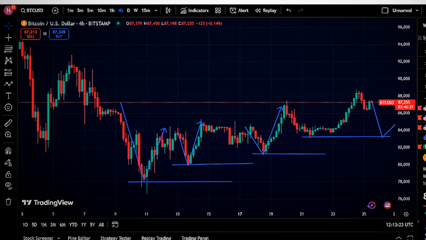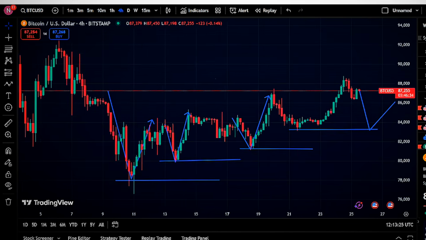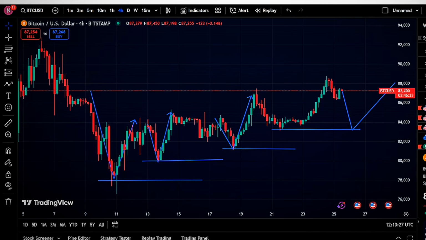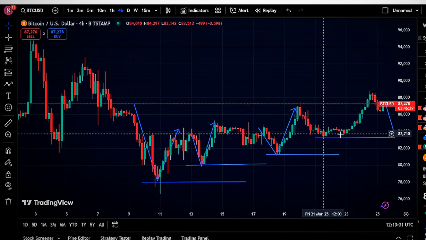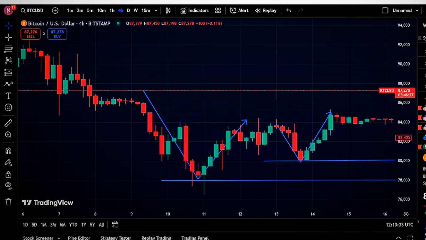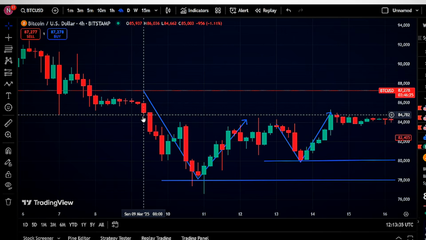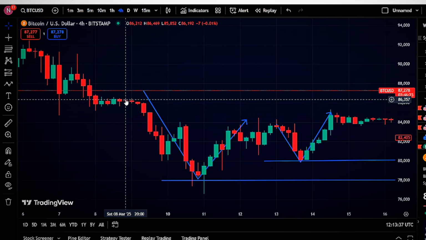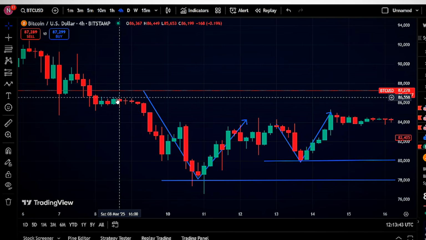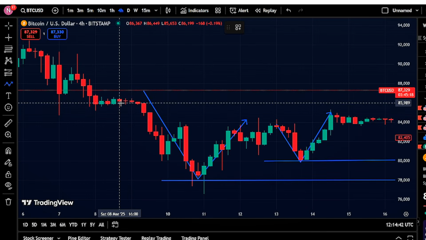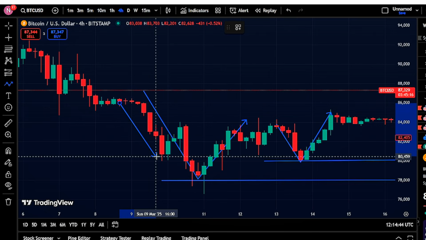A supply zone is a zone where there is a large and uninterrupted downfall, right? Let me explain that. If I scroll directly to the right, you'll notice something here, we can call this a supply zone because there's an uninterrupted downfall. The price at every given 4 hours kept on crashing down the hill. So this is basically a good supply zone, guys.